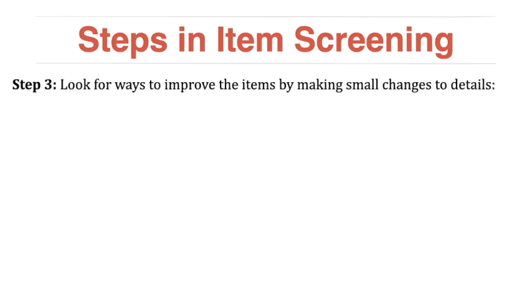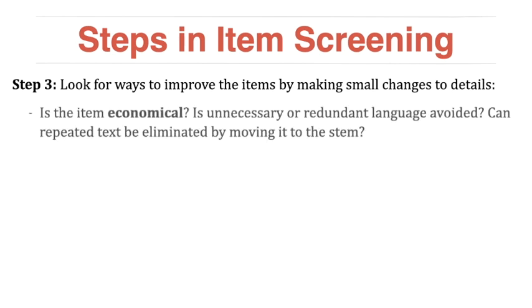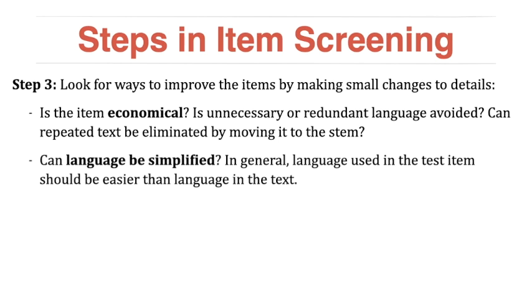Finally, in Step 3, look for ways to improve the items by making small changes to details. For example, is the item economical? Is unnecessary or redundant language avoided? For example, can repeated text be eliminated by moving it to the stem? Can language be simplified? In general, language used in the test item should be easier than language in the text.